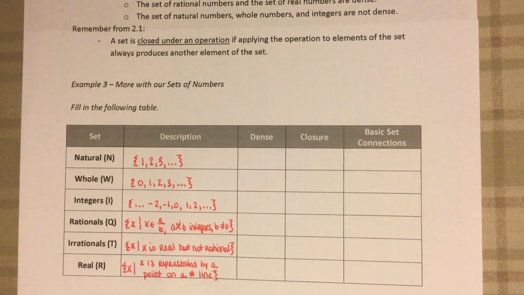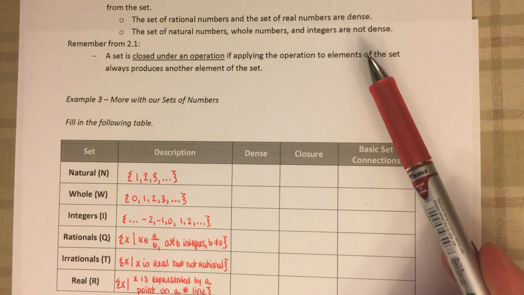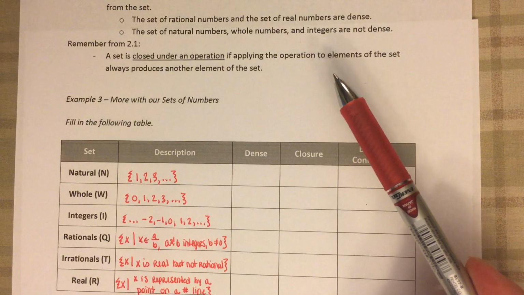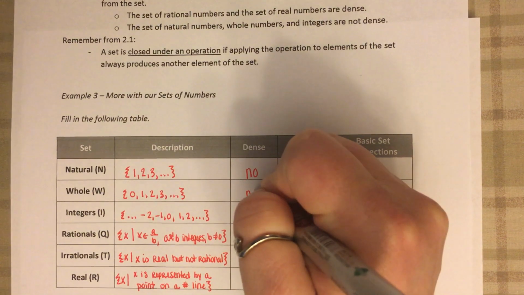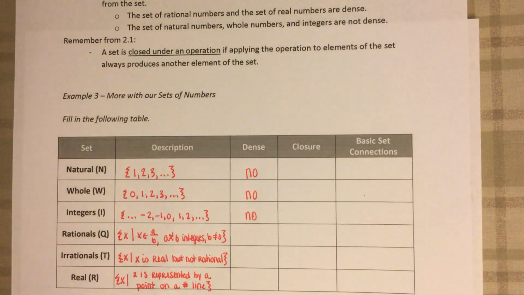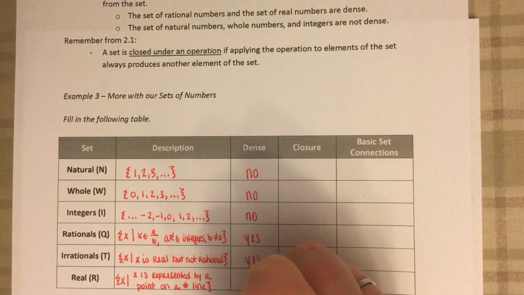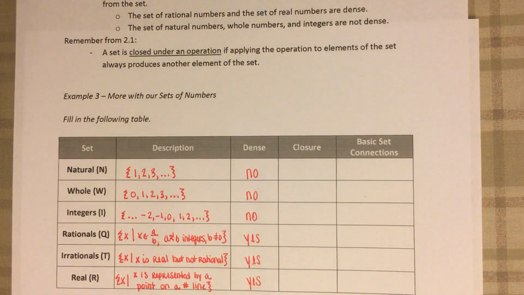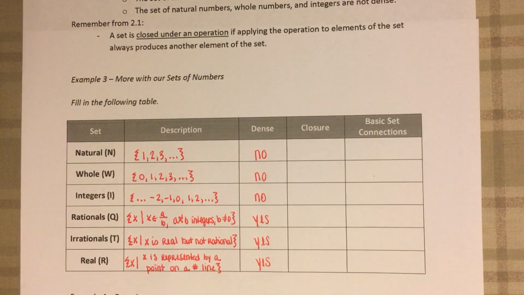Thinking about the word dense, if we go back up here, we're told that our rational numbers and real numbers are dense, and that our natural numbers, whole numbers, and integers are not dense. So if we're asked if a set is dense, for these first three sets, we're going to answer no. If we pick two numbers at random, say the numbers 2 and 3, we cannot find another natural number, whole number, or integer between those two numbers, so they are not dense. For these other three sets, they are going to be dense. We can pick two fractions and find another fraction in between. We could pick two real numbers and find another real number in between.